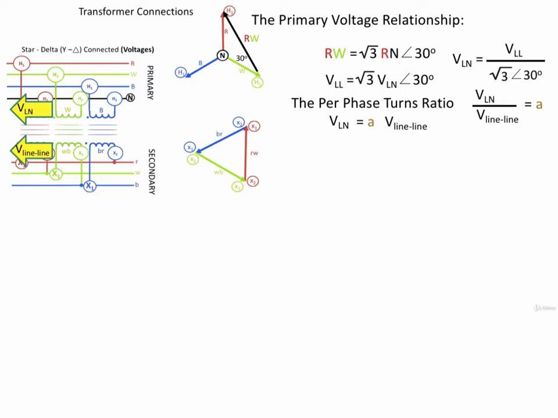Now, in order to find out what the turns ratio is, I could take the line-to-neutral primary voltage and put it over the line-to-line voltage on the secondary, and that would give us the turns ratio of each of these legs of these transformers. And I'm going to rewrite that equation such that the voltage line-to-neutral on the primary is equal to A times the voltage line-to-line on the secondary.